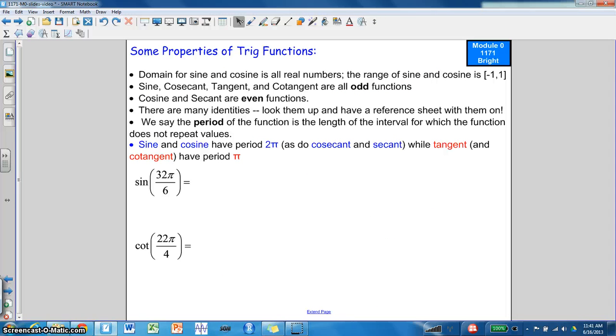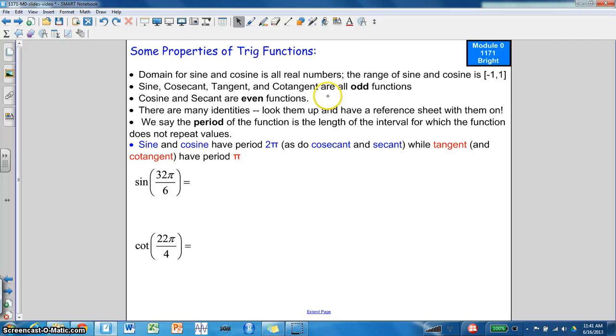Okay, and with these trig functions, you get a lot of very handy properties. So domain for sine and cosine is all real numbers, and their range is from -1 to 1. So whatever we get out here for sine, that'll be between -1 and 1. Sine, cosecant, cotangent, and tangent are all odd functions. Remember, or look back at the functions video, or actually I think it was in the polynomials video, to recall what odd meant. And then cosine and secant are even.